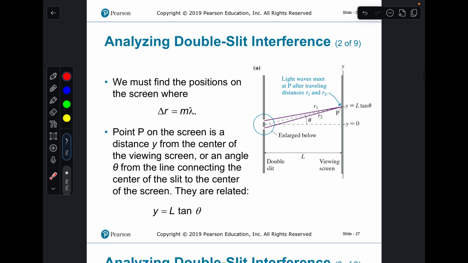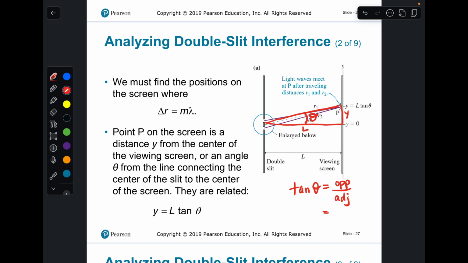So this is the right triangle that we're looking at right here. And so you can see that right triangle. What we know about it is we know the height of the right triangle, which is y. We also know the width of that right triangle, which is L. And angle theta is also known. And so in order to find y, we can express it in terms of a tangent, right? Tangent theta is opposite over adjacent.